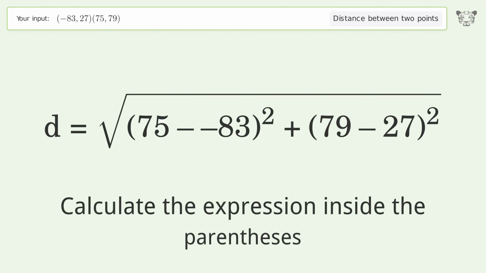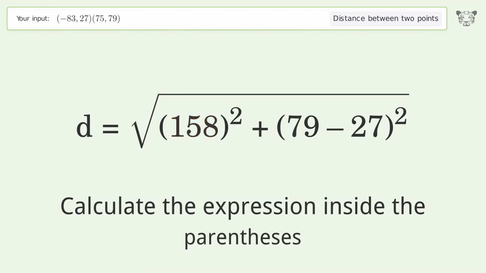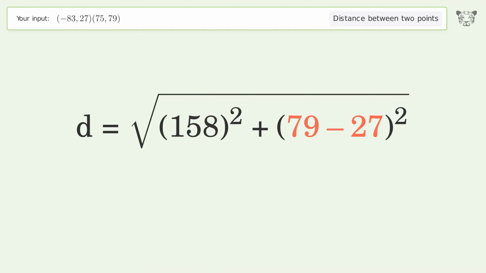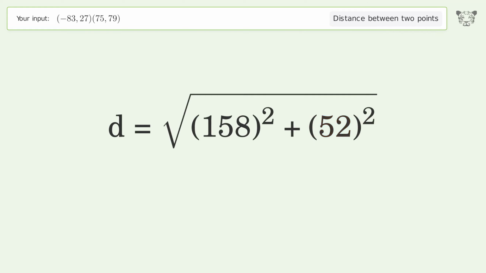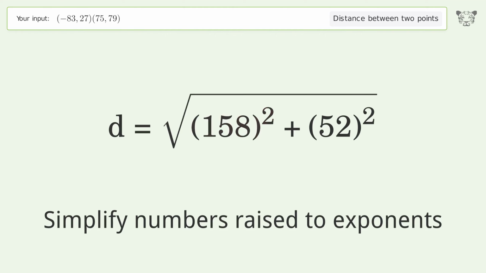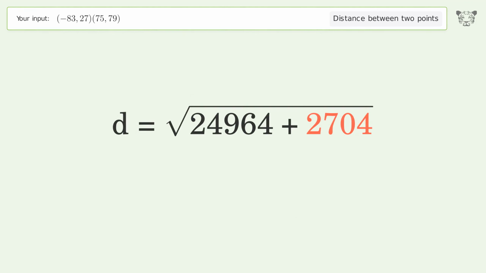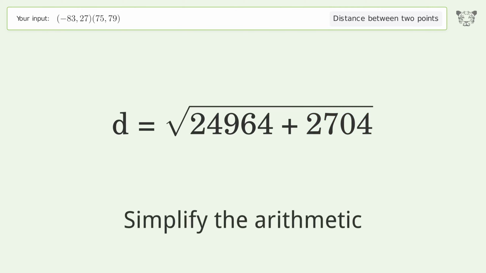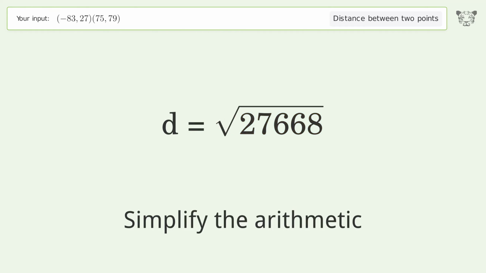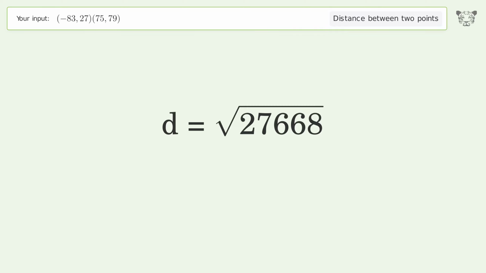Calculate the expression inside the parentheses. Simplify numbers raised to exponents. Simplify the arithmetic. And so the distance between the 2 points is the square root of 27,668, or 166.337.